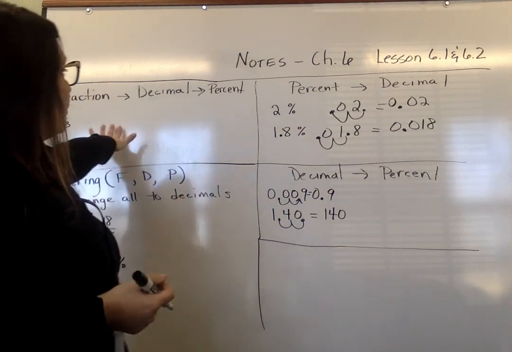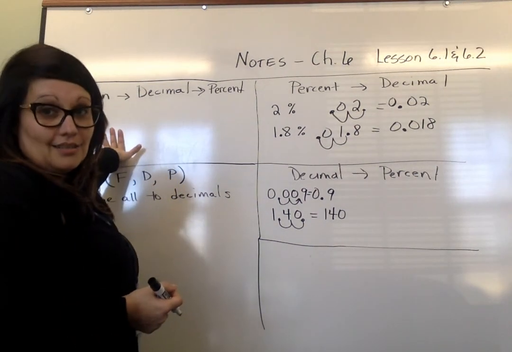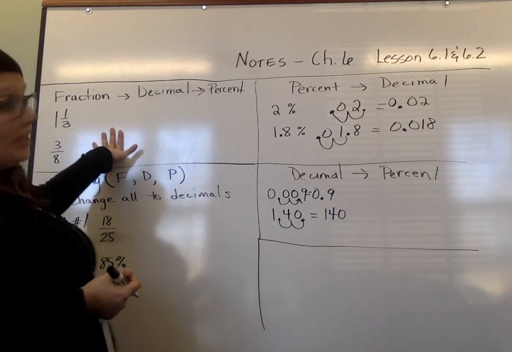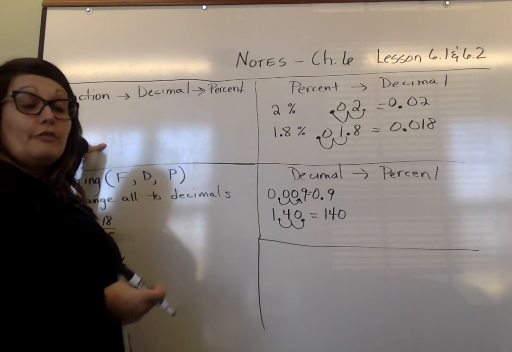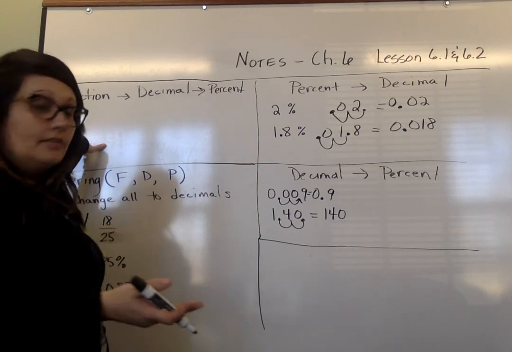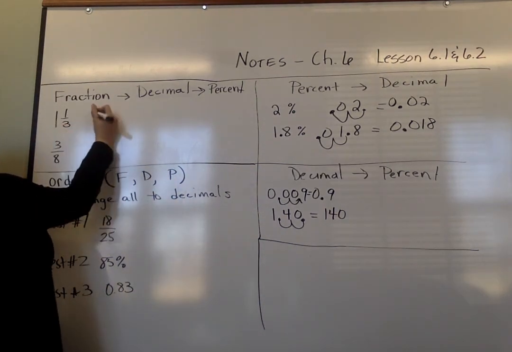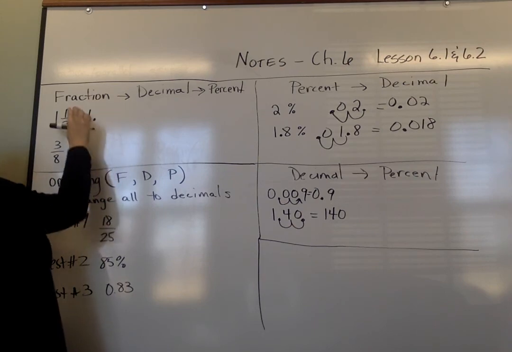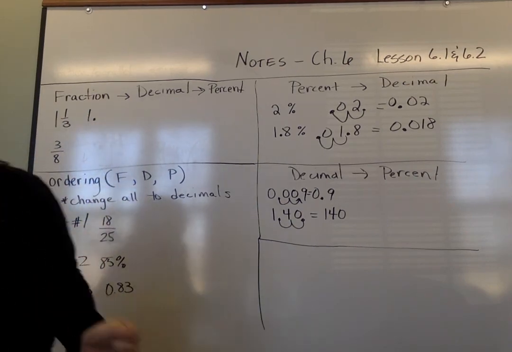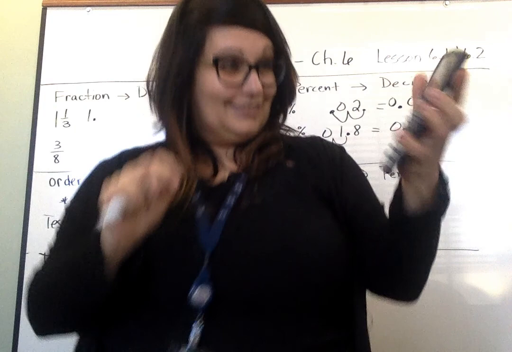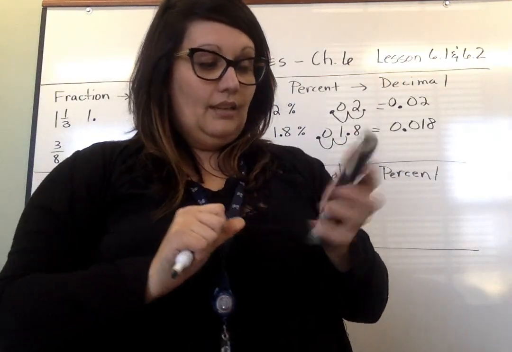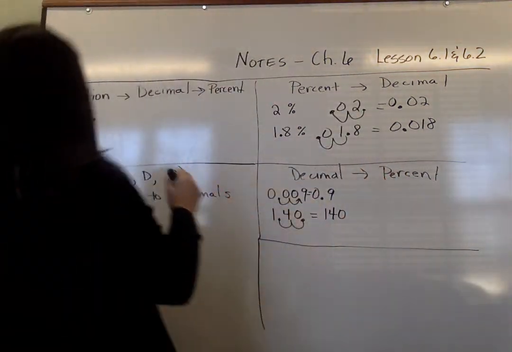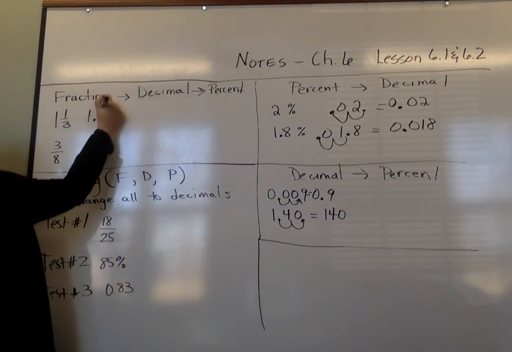All right, now we're going to look at fractions to decimals and then changing it to percents. Now you can use a calculator for this. So to change a fraction to a decimal, you divide. Now, I already have the 1, so I'm just going to put my 1 there. And I'm going to get my calculator. And I'm going to do 1 divided by 3. And I get 0.33, which is repeating.